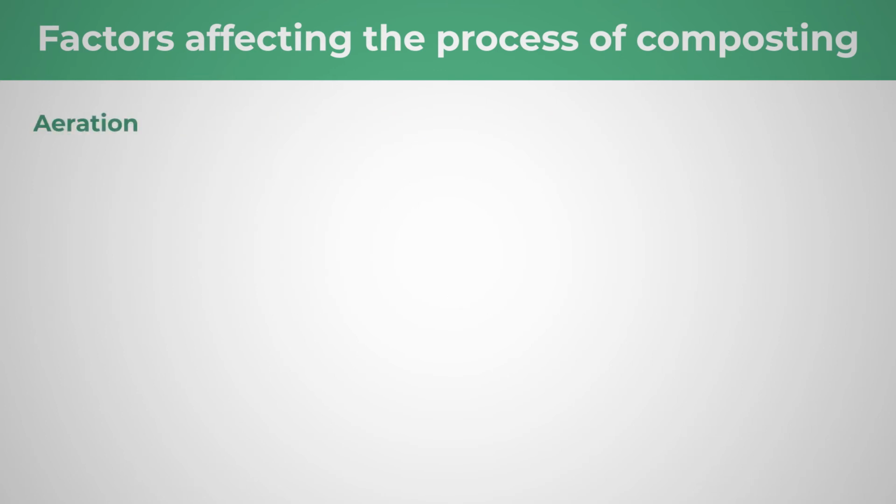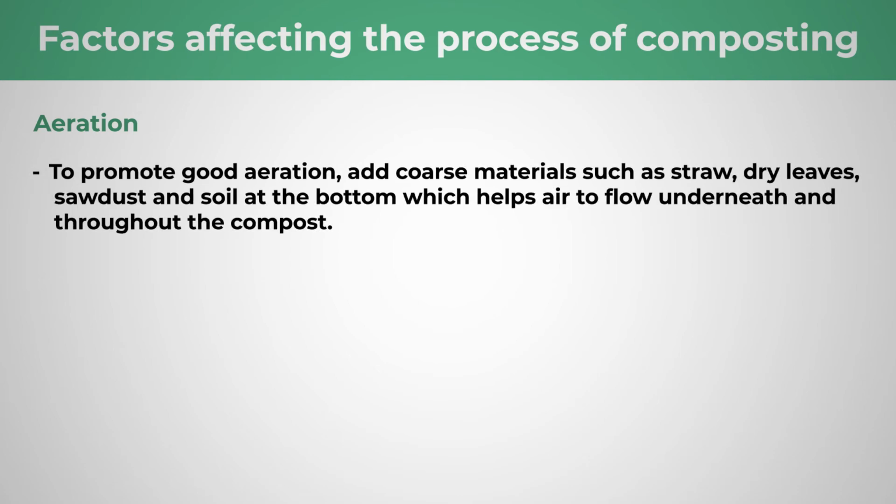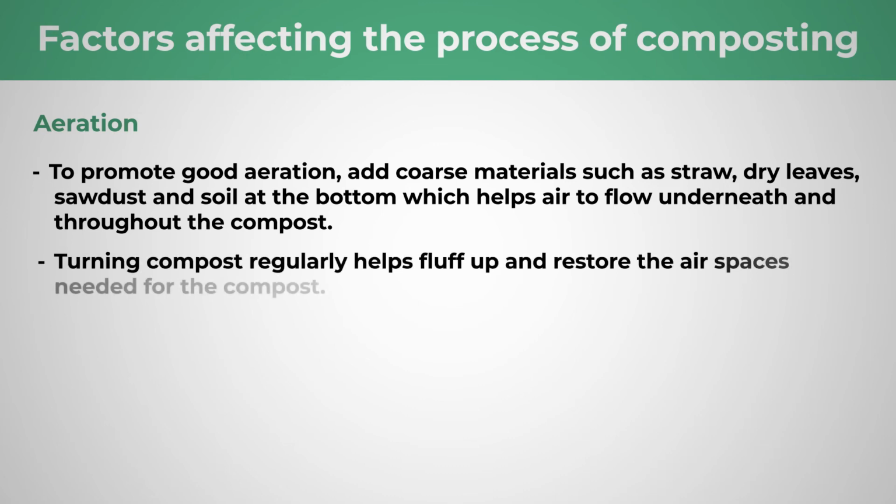Aeration. Aeration is a very important factor because all composting organisms need oxygen. To promote good aeration, a few inches of coarse materials such as straw, dry leaves, sawdust, and soil can be put at the bottom of the compost. This helps air to flow underneath and throughout the compost. Turning compost regularly helps fluff up and restore the air spaces needed for the compost.